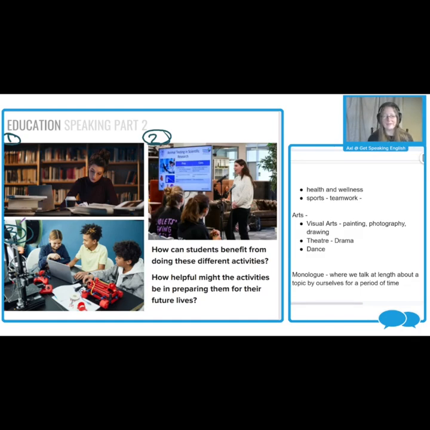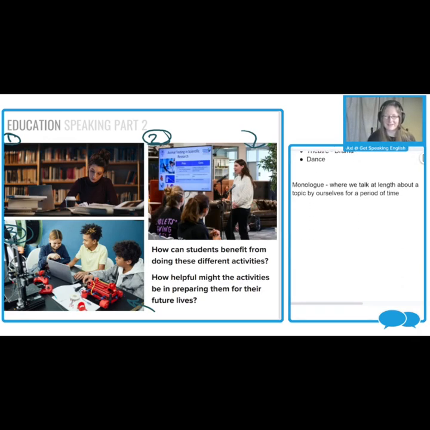So obviously we could see a girl studying. Looks like she's in a library. We have somebody who's giving a presentation. And it looks like we have a couple kids who are in a laboratory or something like that.